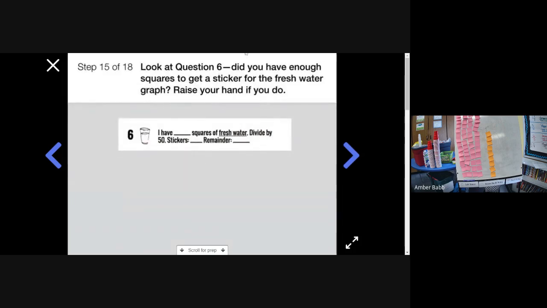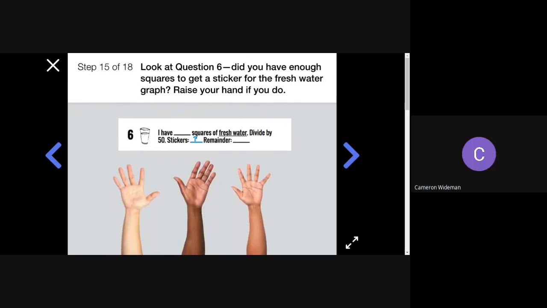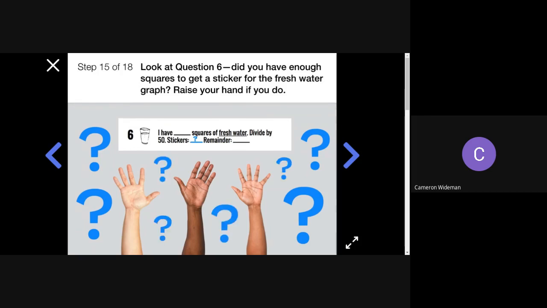Now it's time for the all-important freshwater. Look at question 6. Did you have enough squares to get a sticker for the freshwater graph? Raise your hand if you do. No one has a sticker. No one has 50 squares. How about 40 squares? Raise your hand if you have 40. No one? All right, how about 30 squares? 20? Go to the next slide and we'll figure out what we should put on the freshwater graph.